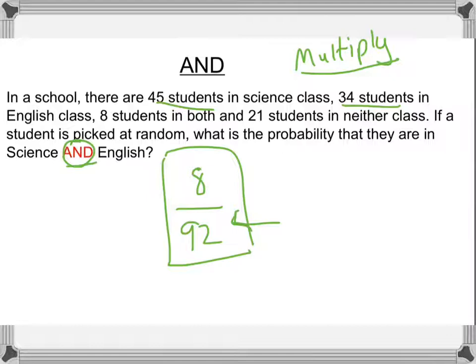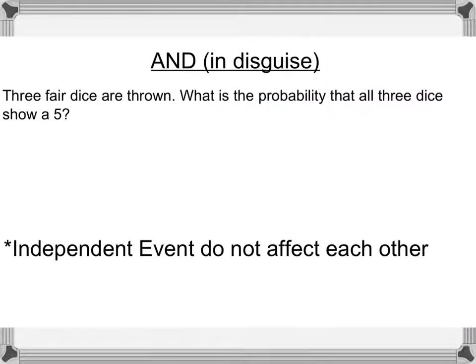Okay, now there's another statement that's an and statement in disguise, is what I like to call it. So let's say that they ask you about 3 fair dice that are thrown. The probability that all 3 dice shown are 5. Okay, now I call this an and statement in disguise because what you are looking for is, so let's say that you have die 1, die 2, and die 3. You want die 1 and die 2 and die 3 to all be 5. So you're looking for an outcome on all 3 of the dice all together. Okay, so this is your and statement.